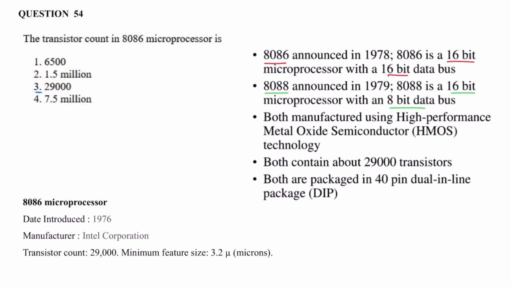Both the 8086 and 8088 are manufactured using HMOS, high performance metal oxide semiconductor technology, and both contain about 29,000 transistors. The transistor count in 8086 microprocessor is 29,000. Correct answer is option 3.